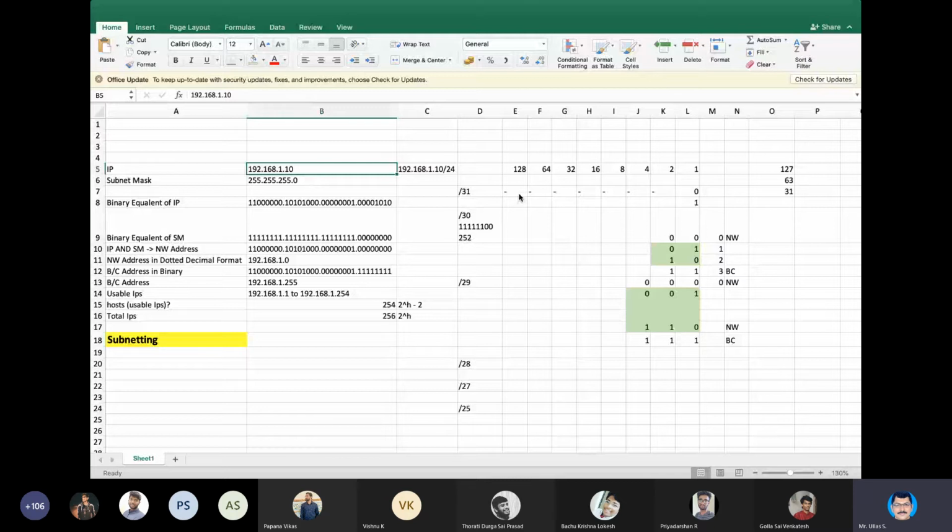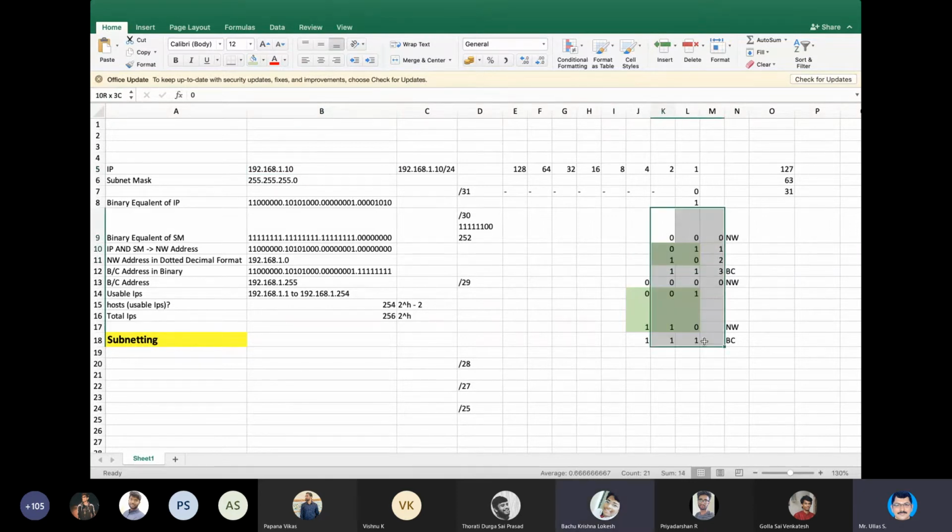Bachu Krishna Yogesh. Yes, sir, I'm there, sir. Okay. Bachu, have you understood this table? Yes, sir, it's fine. Okay. Yes, sir, I understood. Now I have a question to you. Okay, sir.